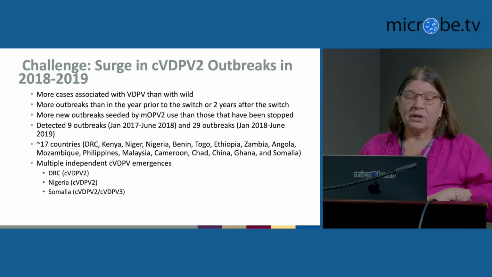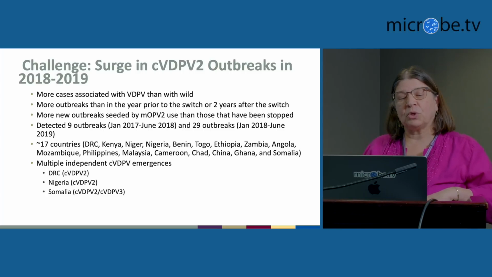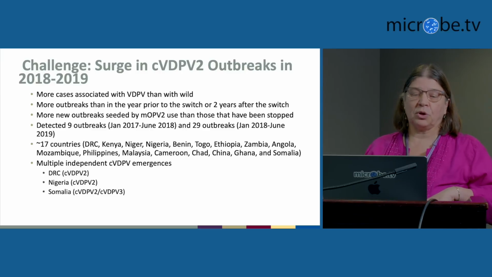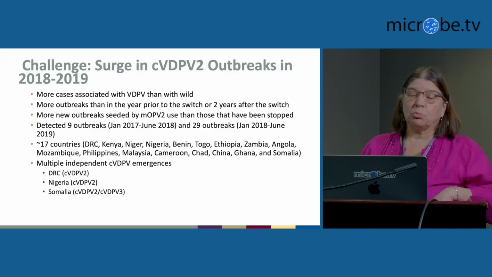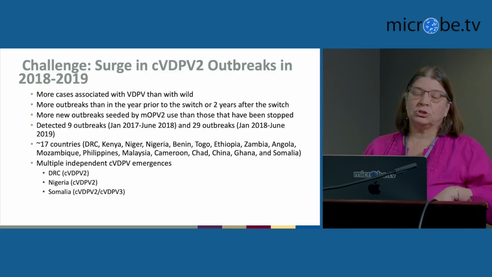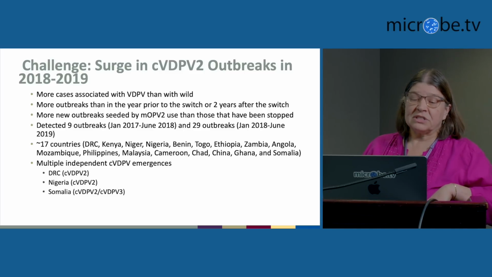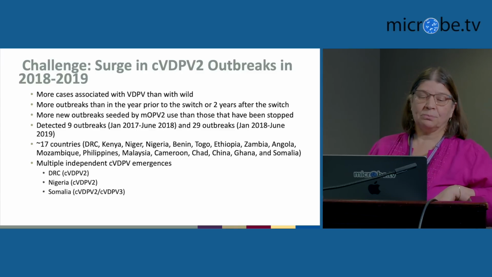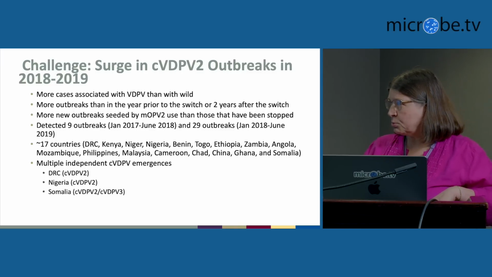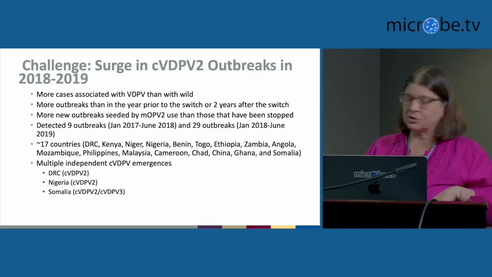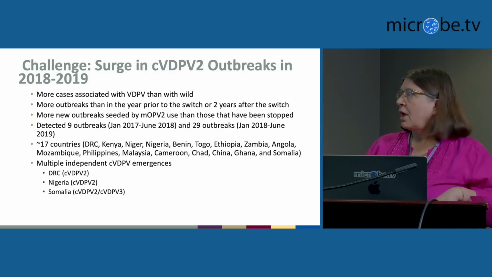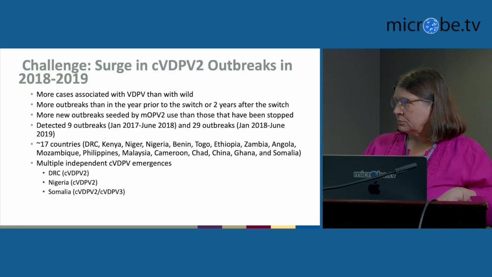So at this time point, there were more cases associated with VDPV than with wild, and that's true at this point also. More outbreaks than in the year prior to the switch or 2 years after the switch. More new outbreaks seeded by mOPV2 use than those that had been stopped. And at that point, there were 9 outbreaks and 29 outbreaks in the next time period after it, covering 17 countries, and then that increased over time. Some countries had multiple independent emergences, which we've seen in the past. So in particular, DRC and Nigeria have done that kind of repeatedly.